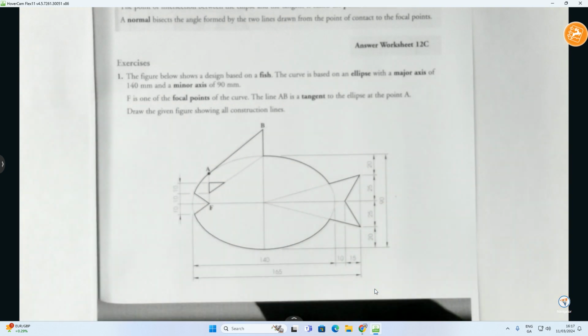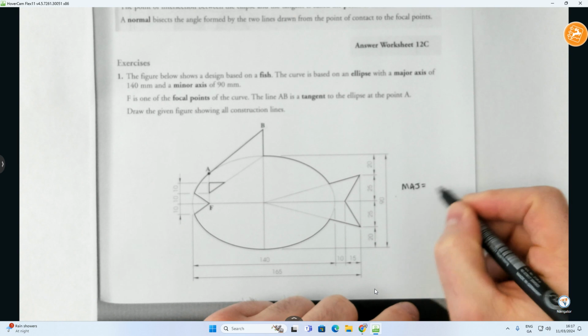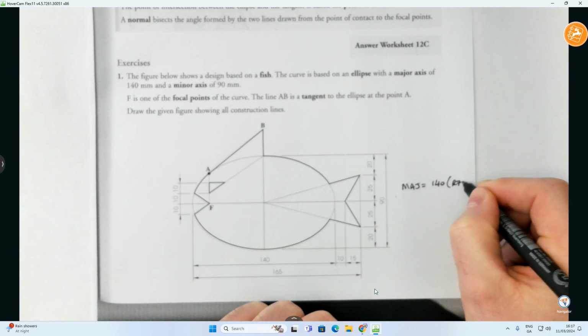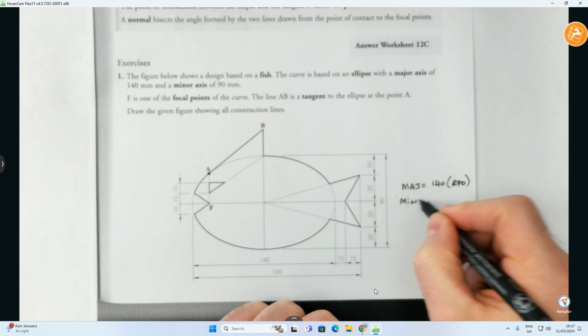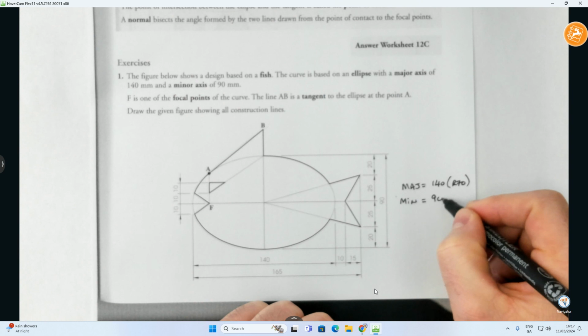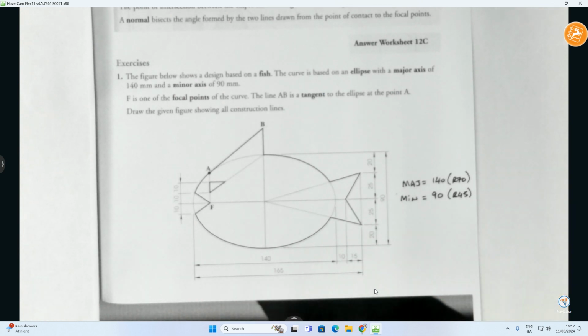Now, when we're doing an ellipse, we always need to note what our major axis and our minor axis are. Our major axis is 140 long, therefore our radius will be 70 for the major circle. Our minor axis is going from here down to here, which is 90, therefore my radius for the minor circle is going to be 45. So that's what I'm going to start off by doing.